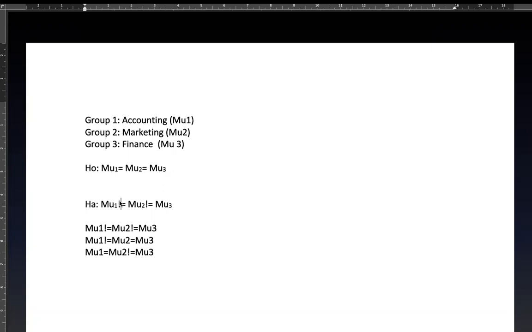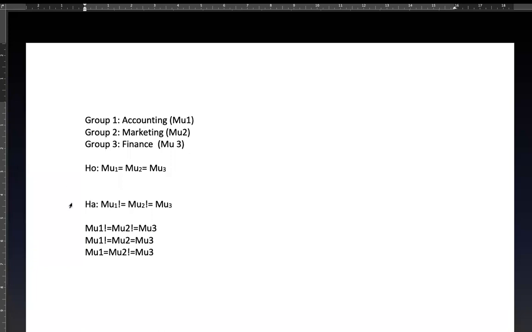So in all this, all you are expecting to see is that at least one of them should be different. At least one of the groups should be different, or not all of them are the same. So it's either not all of them are the same, or at least one of them is different.